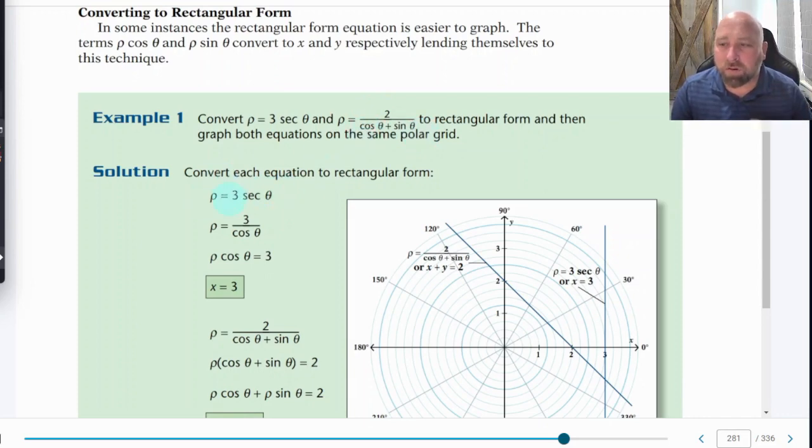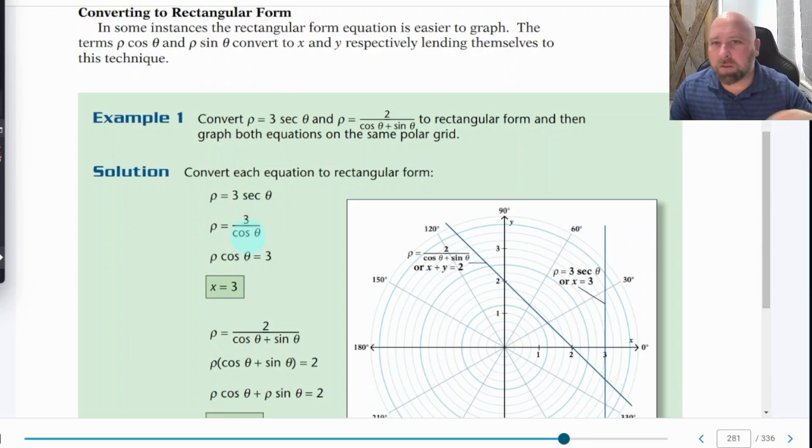So if we convert, let's convert the first one, 3 secant theta. What we'd use here is our identity. Our identity for secant is 1 over cosine. So we change this to 1 over cosine, and when we do that, we get 3 times 1 over cosine theta. We multiply that out, we get 3 over cosine theta. Okay, so there's our rho.